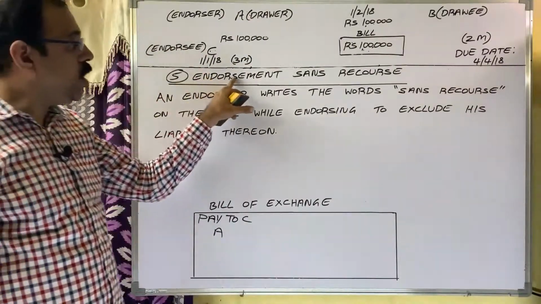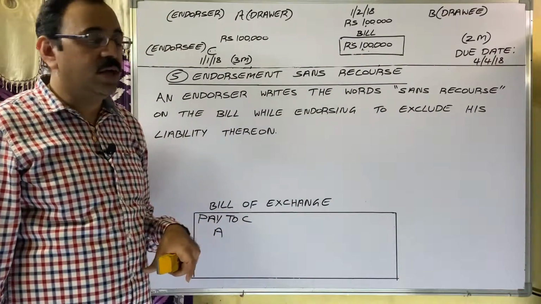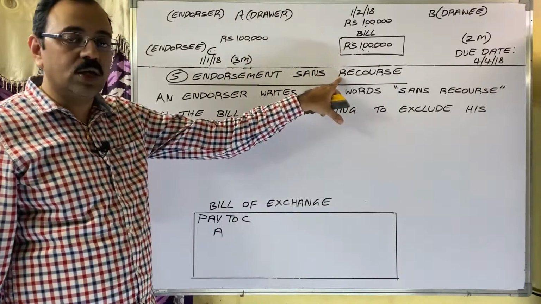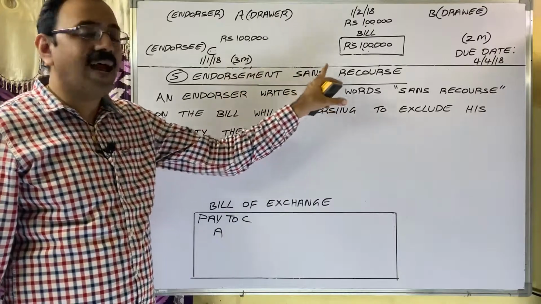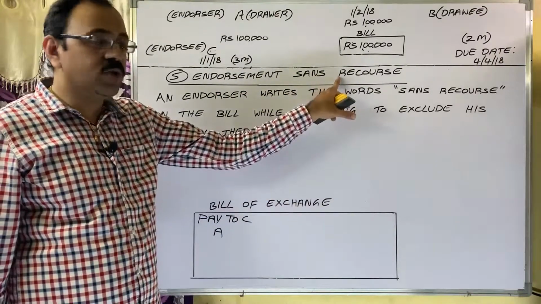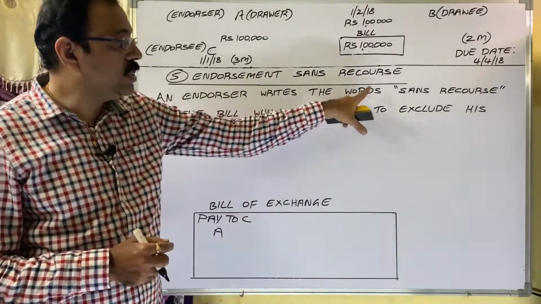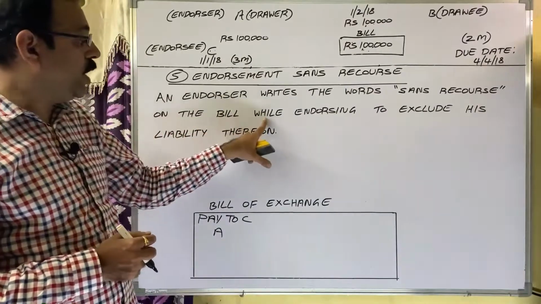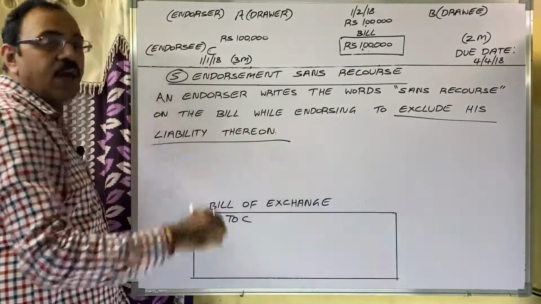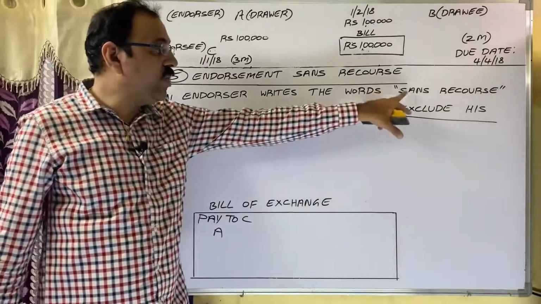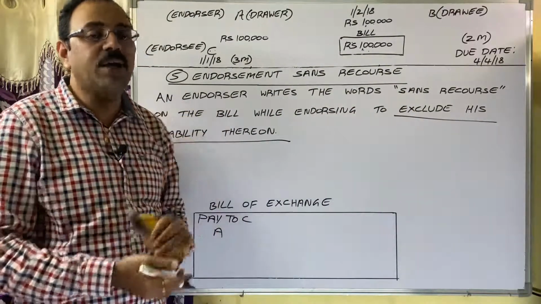The fifth one is endorsement sans recourse. Means while endorsing, if an endorser writes these words on the document, then that endorsement is known as endorsement sans recourse. By writing these words, what does the endorser do? An endorser writes the words "sans recourse" on the bill while endorsing to exclude his liability thereon. So if the endorser writes these words, he can exclude himself from some liabilities.